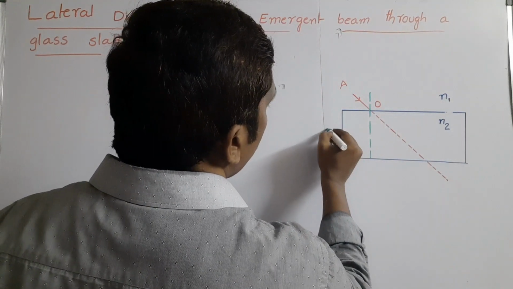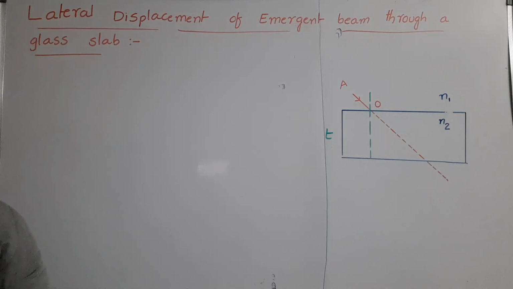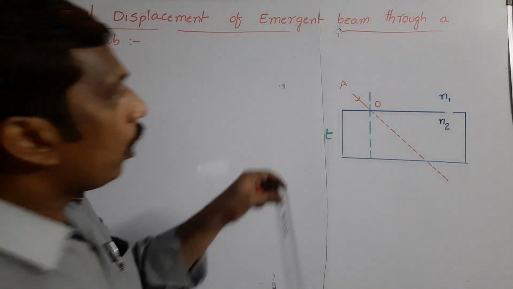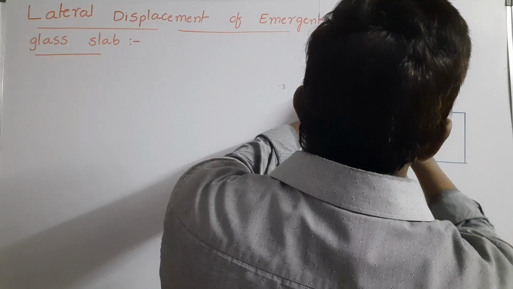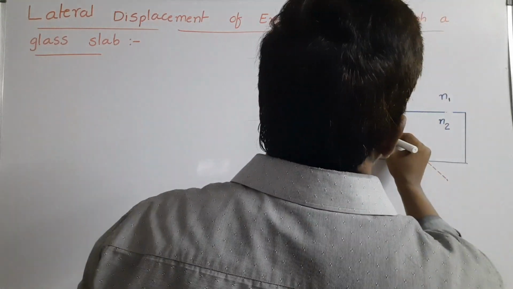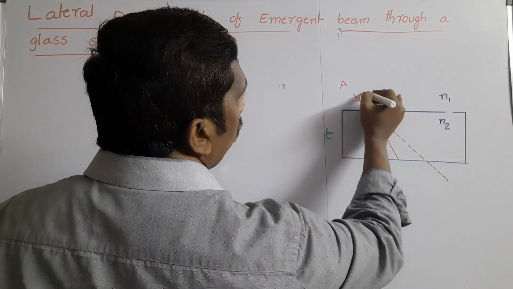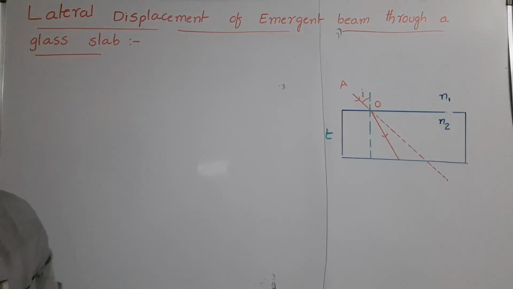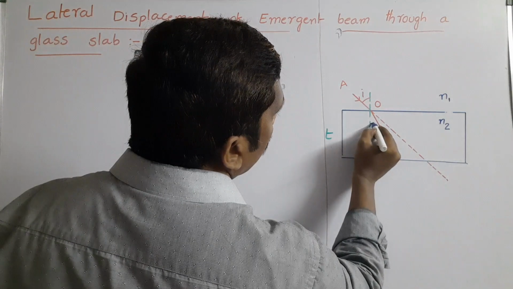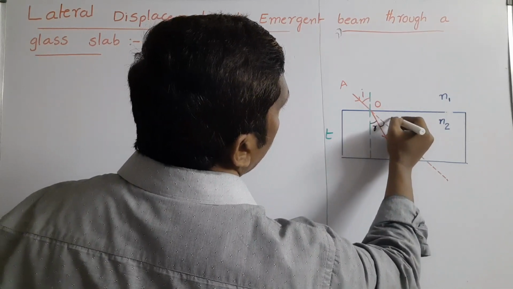Here, the thickness of the glass slab is taken as t. That is the normal. The light ray travels from a rarer medium to a denser medium, so it bends toward the normal, bent like this. Here, this is the angle of incidence i, and this angle is taken as the angle of refraction r, and this angle is equal to i minus r.